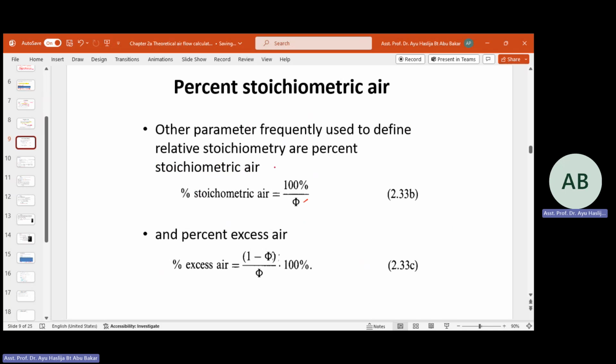Now this one is to calculate the percent stoic air. So it involves the equivalence ratio just now. Stoic air, 100% divided by the equivalence ratio. Then you will find your stoic air. Percent excess air from this equation. Okay, so you need the equivalence ratio value. If it is not given, you can find it from the AF stoic over AF actual.